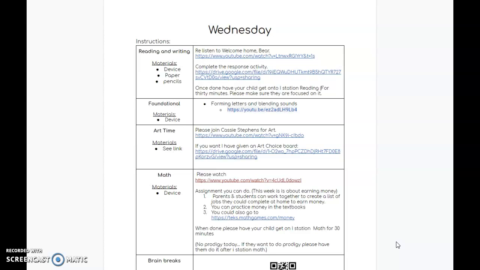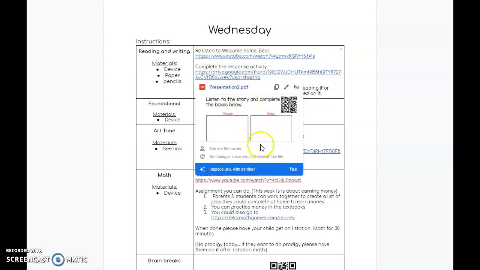So for Wednesday, you're going to re-listen to the story once again, Welcome Home Bear. We do this so that the children really get to be able to focus on the whole story instead of just bits and pieces of the story. So we have the story, Welcome Home Bear, and then you have a response guide that you're going to go through. This is character, setting, problem, and solution, okay?